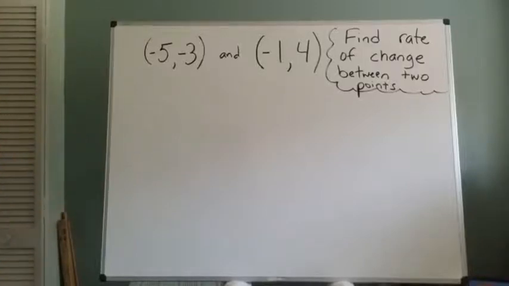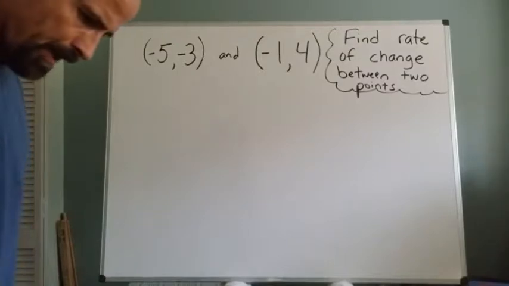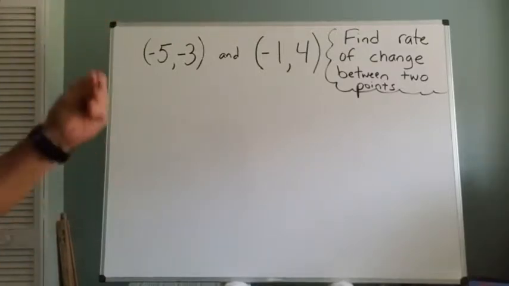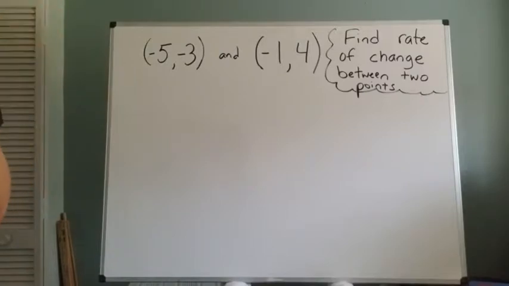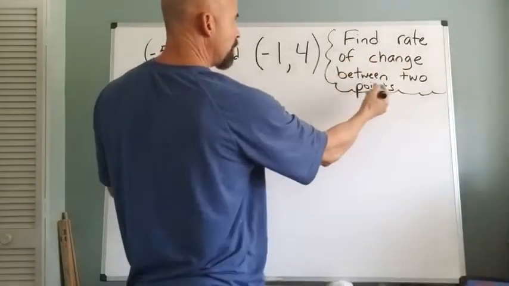Okay, so we're doing a sample problem. This is in topic 2-1. So we're talking about slope-intercept form, finding the rate of change, which we also call the slope. So if you'll notice, my problem is find the rate of change between 2 points.